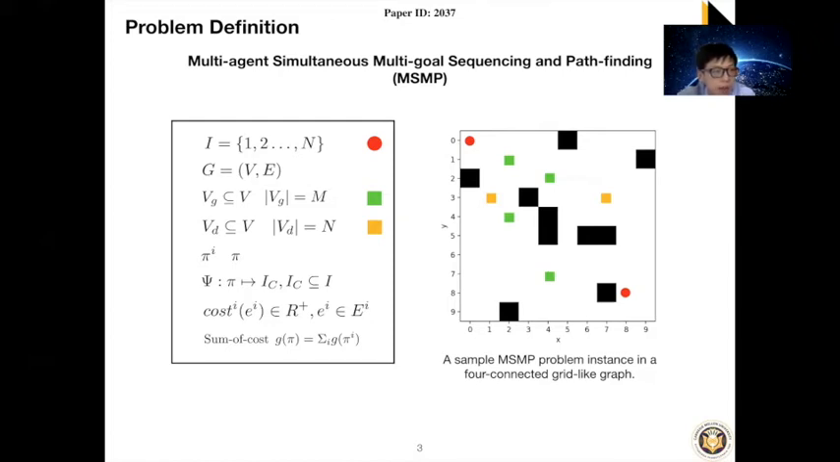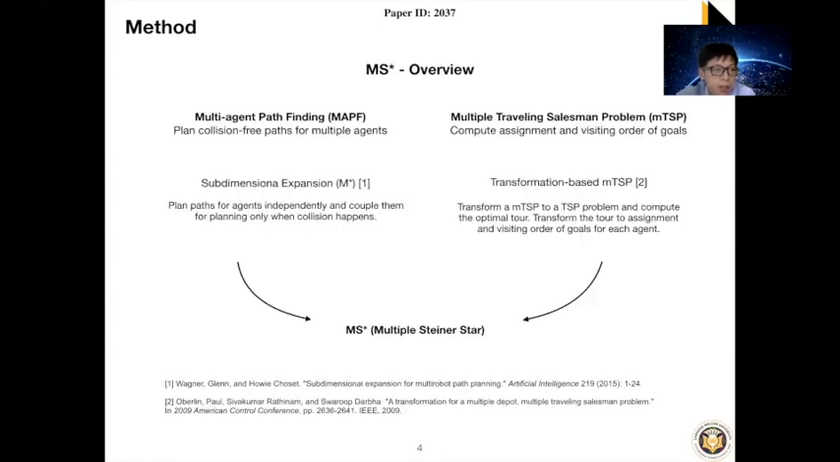In the graph, every edge has a non-negative cost value associated. The cost of a path is the sum of the costs of all edges present in the path. The objective of this problem is to find a collision-free minimum cost joint path for all agents. So basically, this problem involves both multi-agent pathfinding and goal allocation and sequencing. We need to not only plan collision-free paths for agents, but also compute an assignment of goals to agents and the visiting order of the assigned goals for each agent.